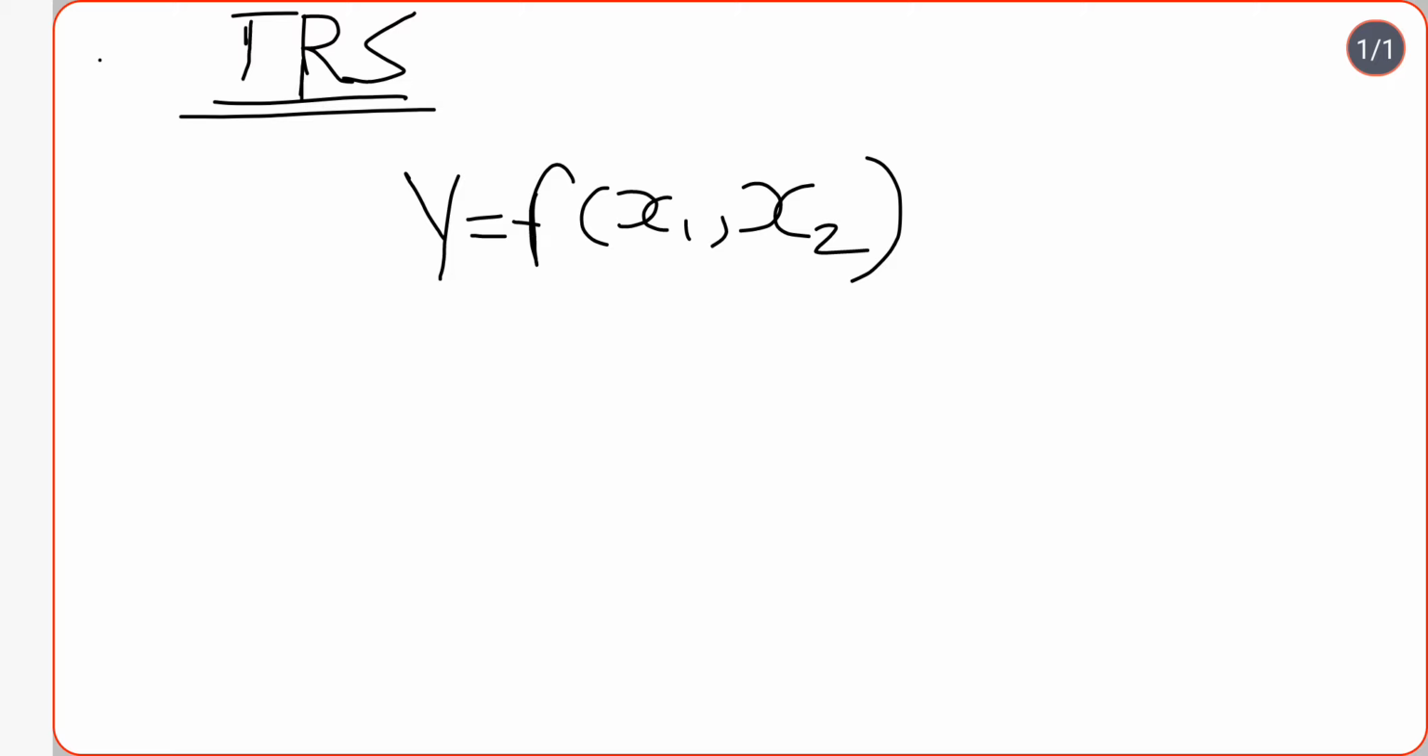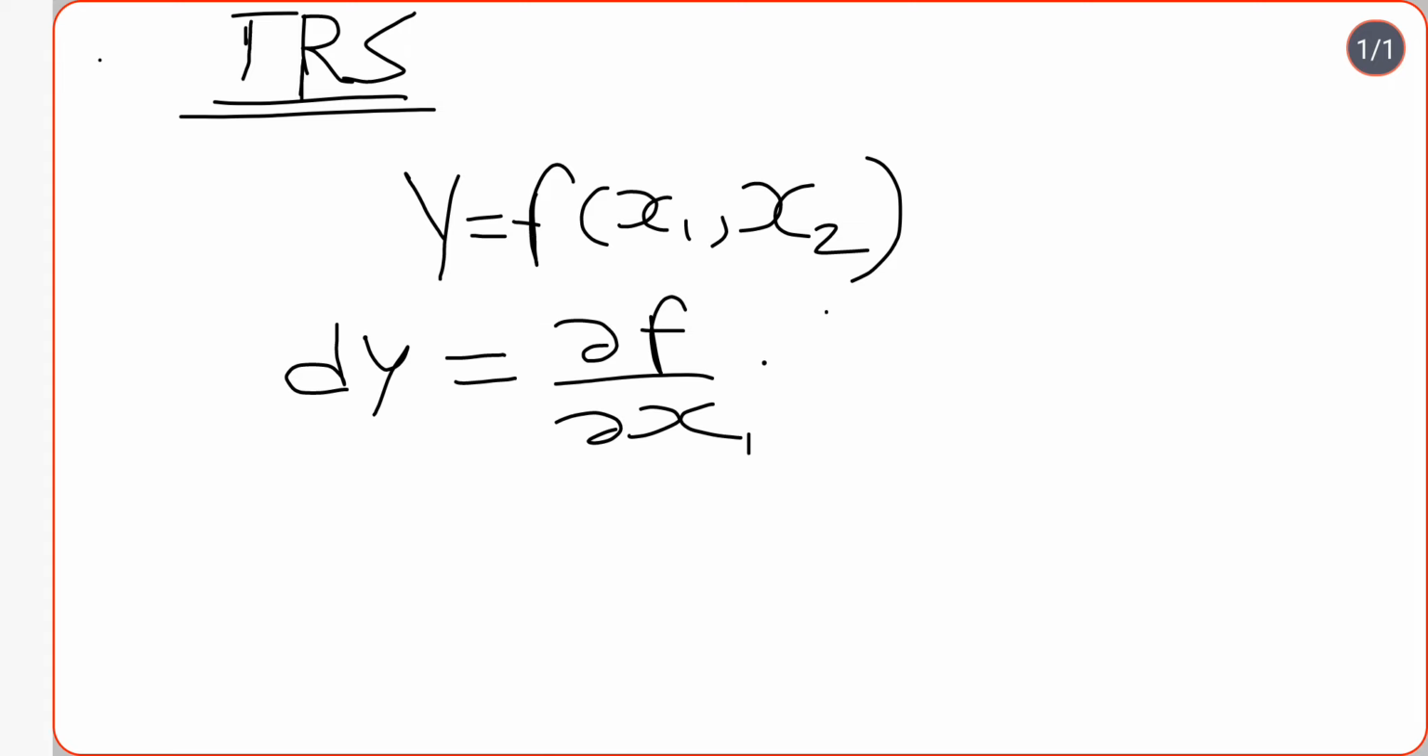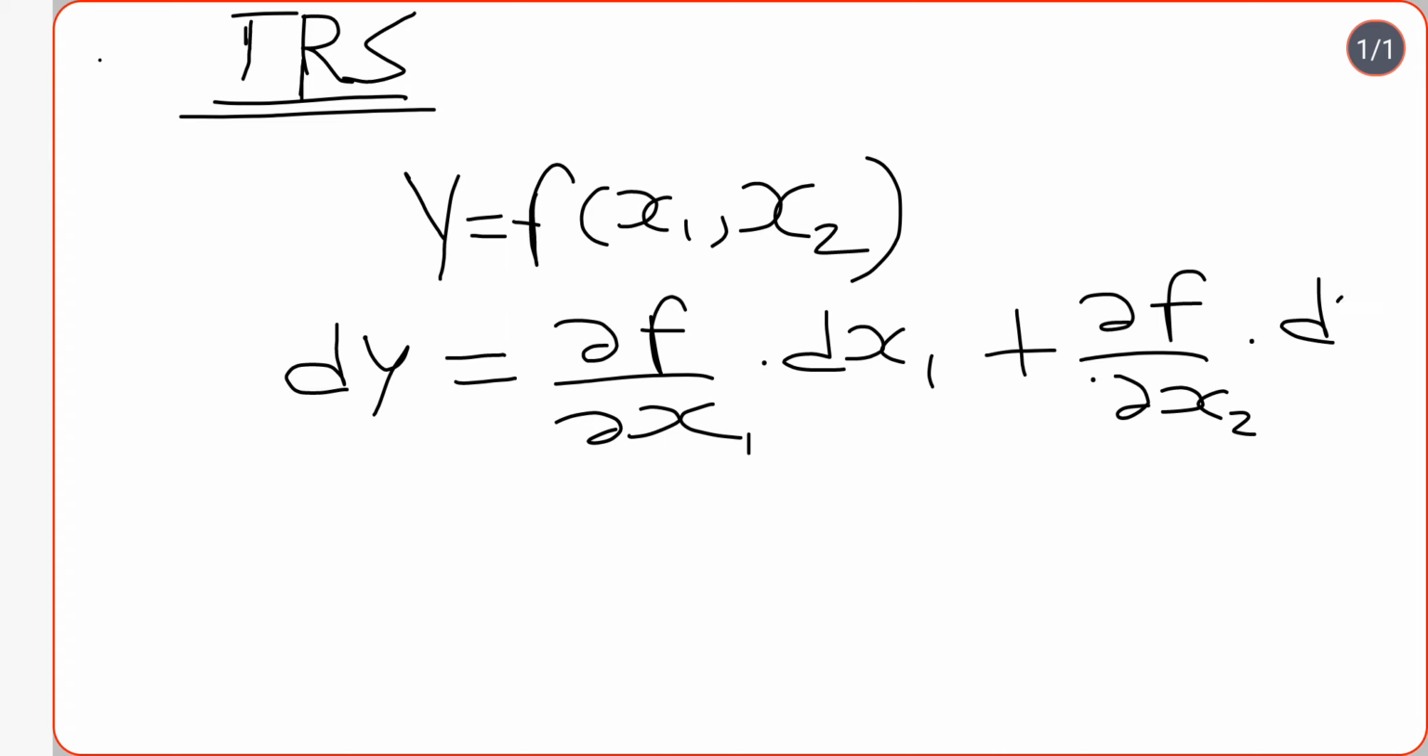The production function is in the form y is equal to function of x1 and x2. This is our production function. So we have taken a production function here, which is y is equal to f of x1 and x2. Now we will do the total derivative of this function. So the total derivative dy will be equal to del f by del x1 into dx1 plus del f by del x2 into dx2. So this is our total derivative.